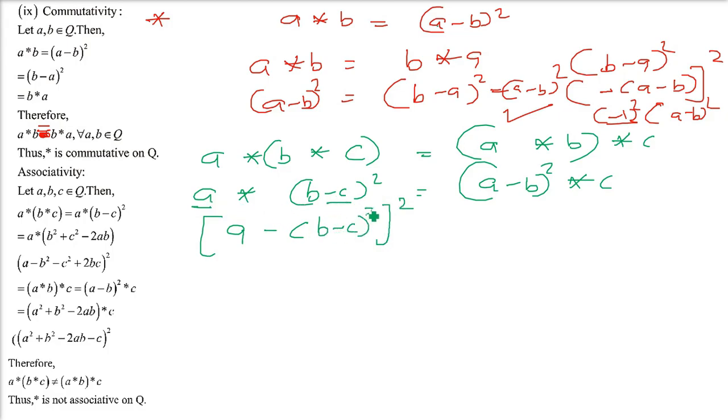Now the next one is B star C, which is (B minus C) whole square. The first term is A, the second term is (B minus C) whole square, and then we'll square their difference. Now you see, if I open it also, it's very clear that they won't be equal. On the left, you can see very well when we open it, what do you get? I'm not opening it because it will take a lot of time. But the only thing is, you can very well see that this is not associative.